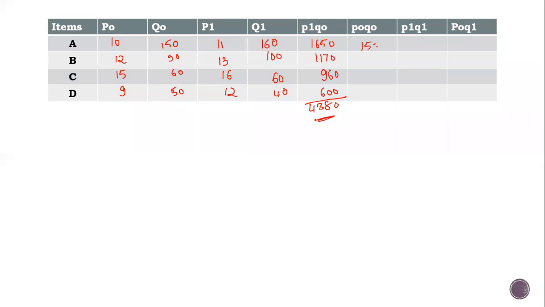Next, here, P0, Q0. 1500, okay. 1080, okay. 900, yes. 450. Total of this, 3930. Okay.